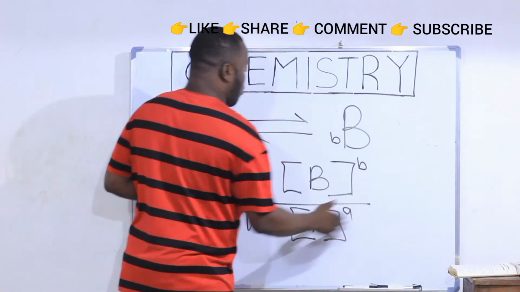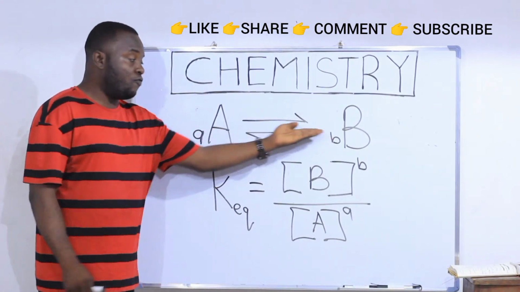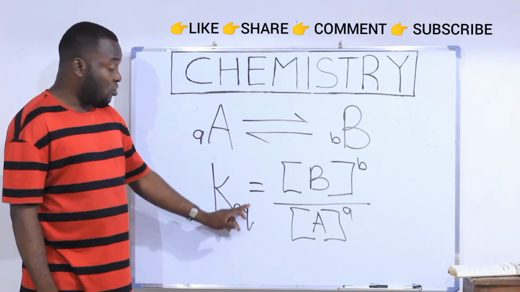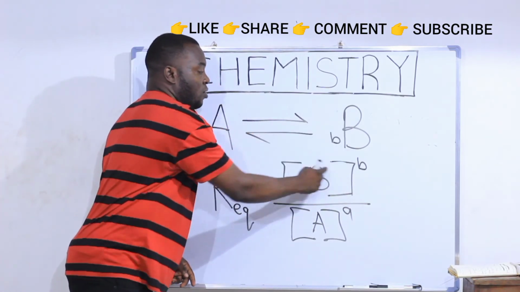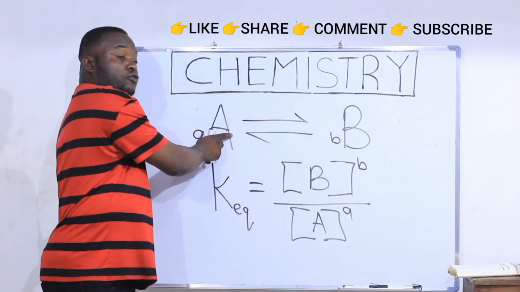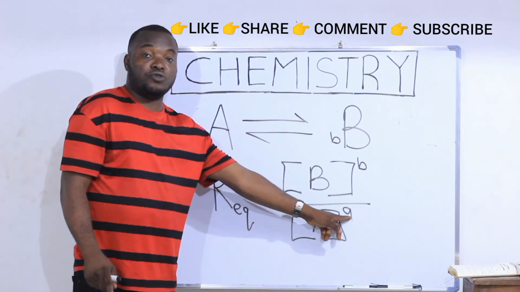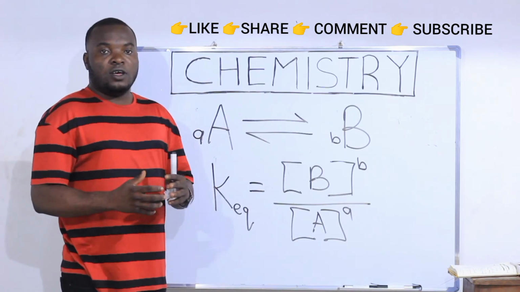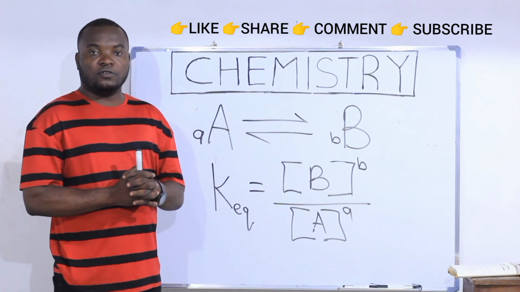Okay, so according to the law of mass action, the equilibrium constant for this balanced equation is equal to the concentration of the product, which is B, raised to its number of mole in the equation, divided by the concentration of the reactant, which is A, raised to the power of its stoichiometric coefficient, small letter a. In the next video, we'll be solving lots of examples on this using real chemical equations.